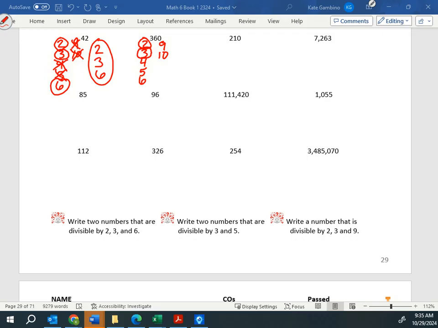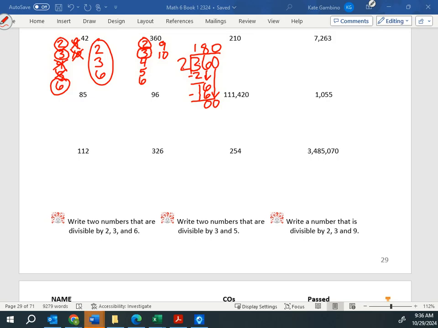Is it divisible by 4? To be divisible by 4, you have to divide it by 2 twice. So 360 divided by 2 would be what? So we're not sure, we're going to do our math. 360 divided by 2. 2 goes into 3 one time. 3 minus 2 is 1. I'm going to bring down my 6. 2 goes into 16 8 times. That's 0. I'm going to bring down a 0. 2 goes into 0 0 times.